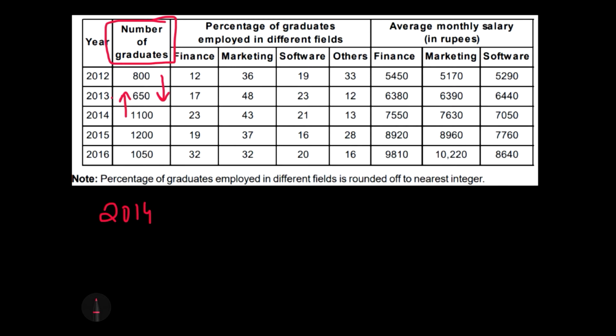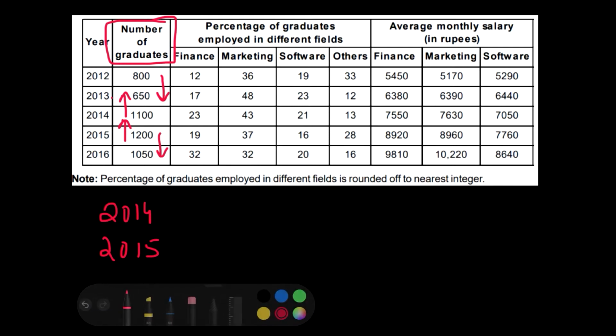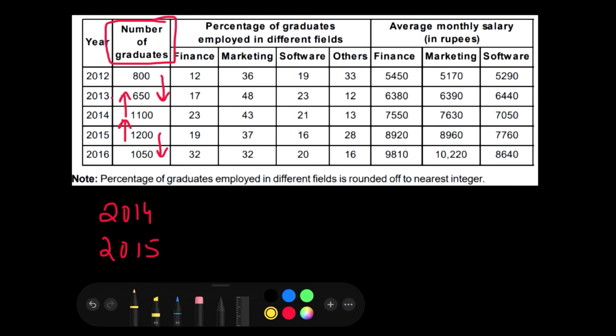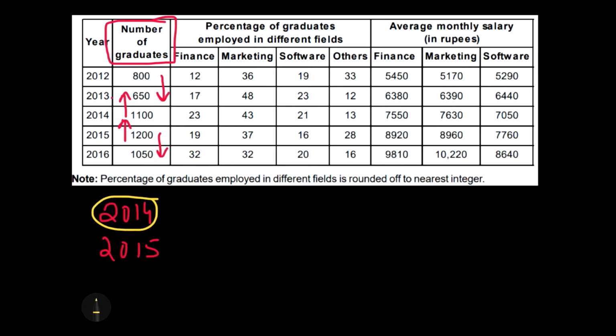And if I check 14 to 15, there is another increase of 100 students. So I will also consider 2015 for my calculation. But if I go back and check 15 to 16, there is again a decrease, so I will not consider this. So you see, we played a 50-50 game. Now we are just left with two options which can be the right answer, either 2014 or 2015. But while making the comparison, we have to compare the value of 14 over 13, the previous year, and 15 over 14, the previous year.